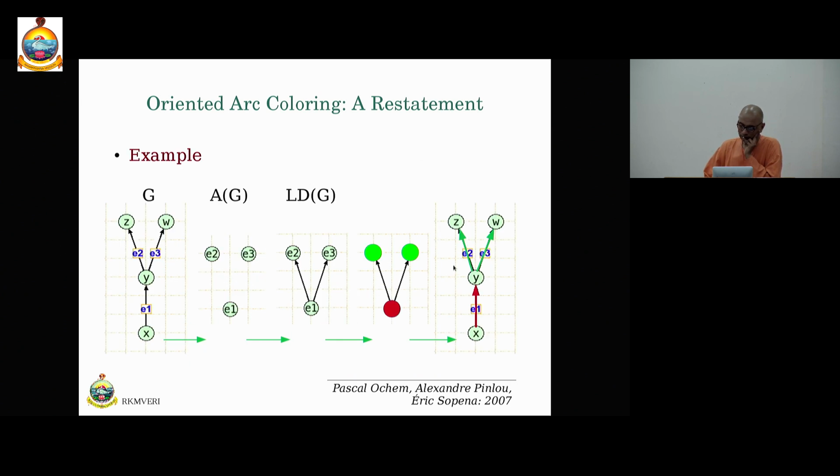So now you color this. If I color this, I can easily say that 2 colors is sufficient, and now I can color the edges back in the original graph, because my E2s and E1, all my E's are colored now. So this way the arc coloring was very nicely translated into a vertex coloring problem.